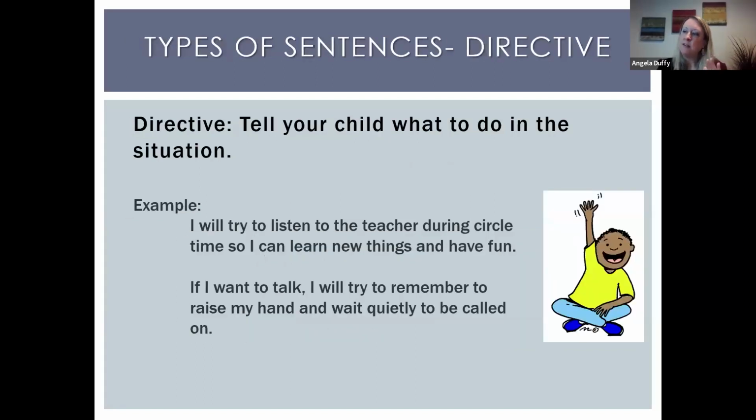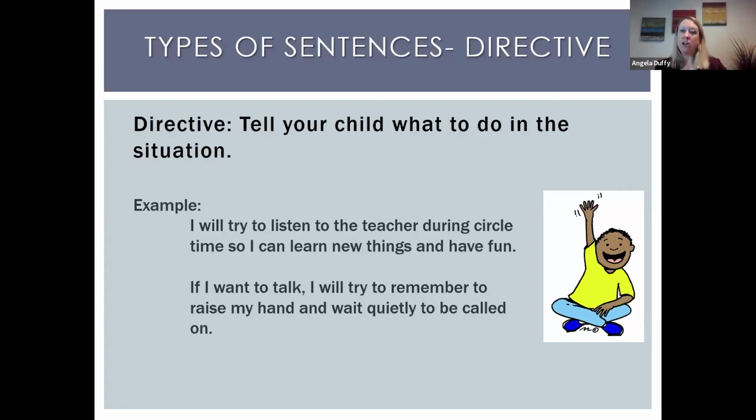Okay, the next type of sentence is the directive. That's where you're going to tell your child what to do in the situation. So I will try to listen to the teacher during circle time so I can learn new things and have fun. If I want to talk, I will try to remember to raise my hand and wait quietly to be called on. All right, and you have that visual, the raise hand visual, which could then be used during the situation as that quick visual.